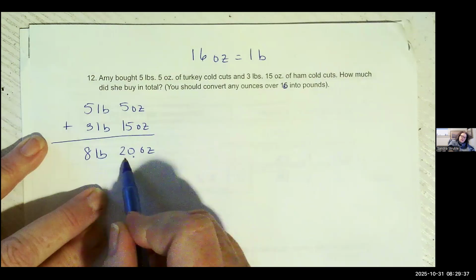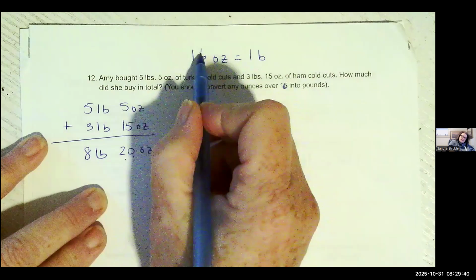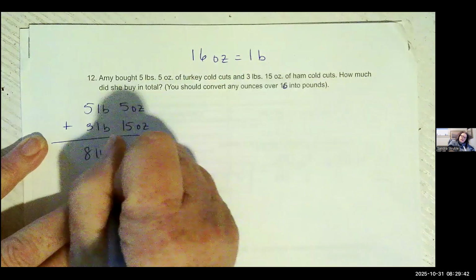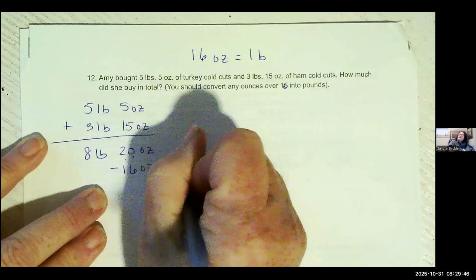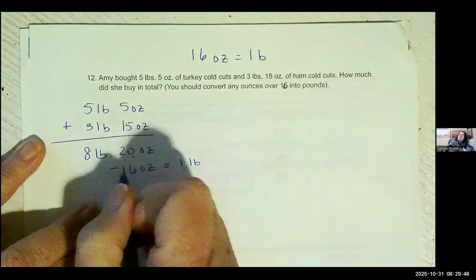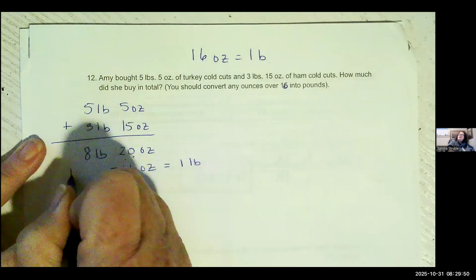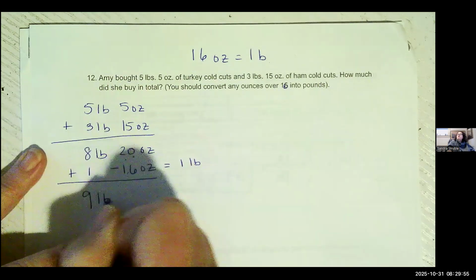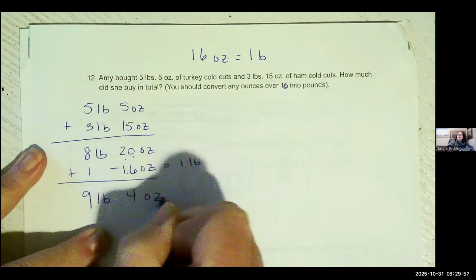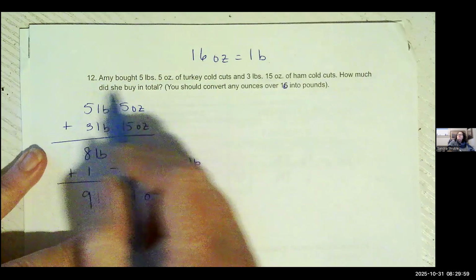16 is a pound. So if I subtract 16 ounces here, this is equal to 1 pound, right? So I could subtract 16 here, but add 1 here. So that's 9 pounds, 4 ounces. So how much did she buy? She bought 9 pounds, 4 ounces of cold cuts.